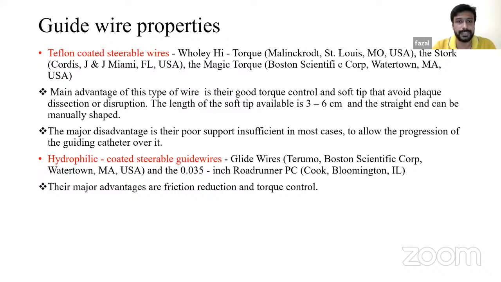The main advantage of this wire is that it has good torque, and it also has a soft tip which generally avoids plaque dissection or disruption. But it also has a disadvantage in that it provides poor support, which is insufficient in most cases. Otherwise, you cannot progress the guide catheter along with it or over it. Generally, we use hydrophilic coated steerable guide wires, and this particular one was a Glidewire, Terumo Glidewire 0.35, and in some cases also Road Runner. The main advantage is that, being glide, it has good friction reduction and also good torque control.